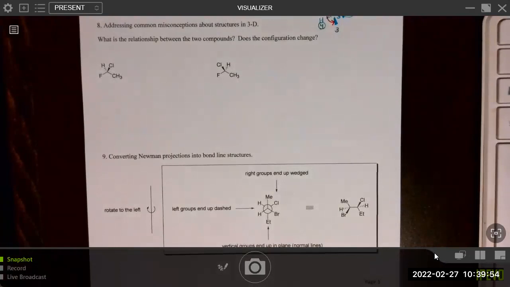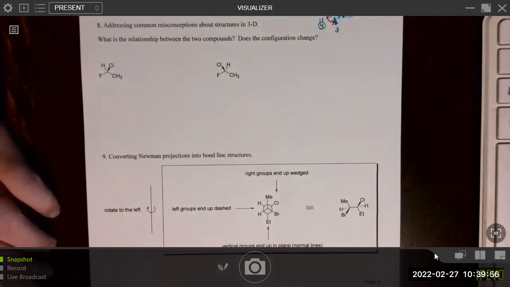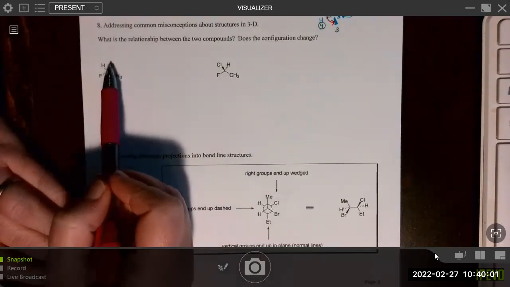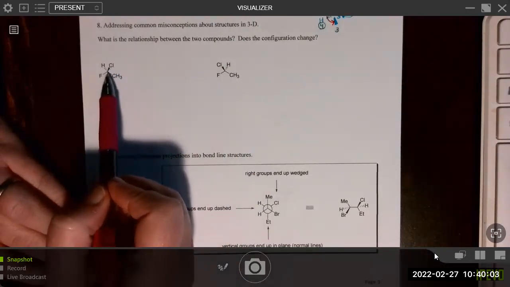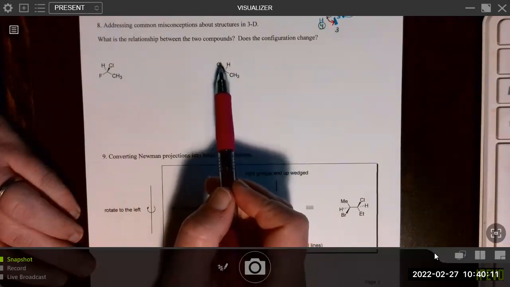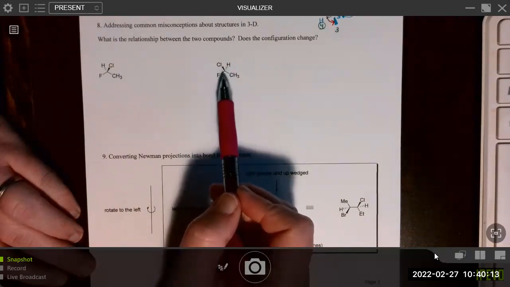All right, we have addressing a common misconception about structures in 3D. So let me see if I can get this. Sometimes, oh, there it goes. So what we see here is that they've drawn the chlorine coming out of the page, but on the right-hand side, the hydrogen going back into the page, but on the left-hand side. So is it any different if I draw the chlorine coming out of the page to the left and the hydrogen going back into the right?